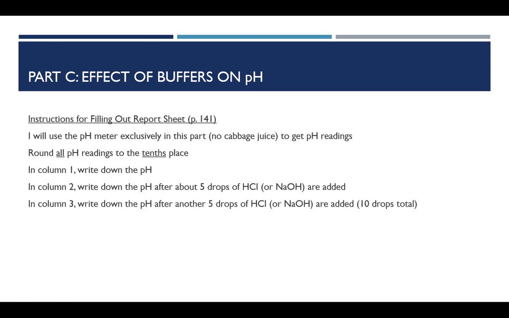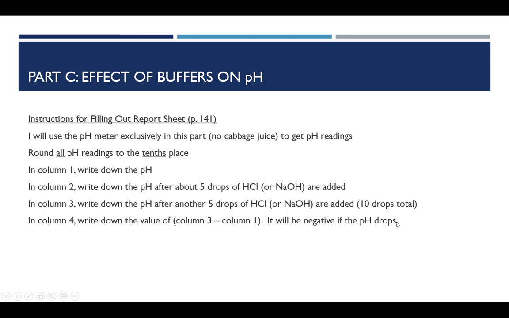I will add yet another 5 drops of acid in the first part, or base in the second part, for a total of 10 drops. After that's done, you'll want to write down the pH again. And in column 4, it asks for the pH change. So for the pH change, just write the final pH, that's column 3, minus the starting pH, that's column 1. If the pH goes down, it will be a negative number. If it goes up, it will be a positive number.